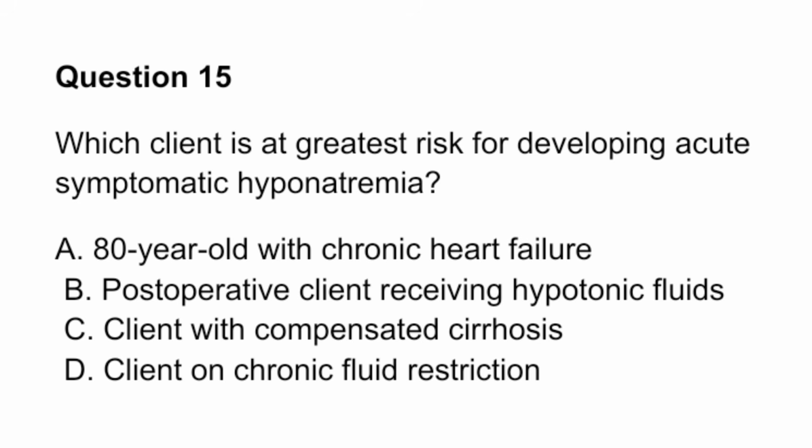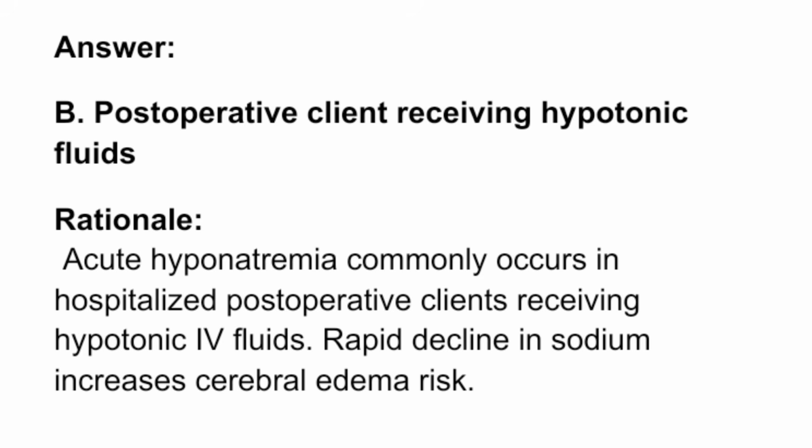Question 15. Which client is at greatest risk for developing acute symptomatic hyponatremia? A. 80-year-old with chronic heart failure. B. Post-operative client receiving hypotonic fluids. C. Client with compensated cirrhosis. D. Client on chronic fluid restriction. Answer: B. Post-operative client receiving hypotonic fluids.